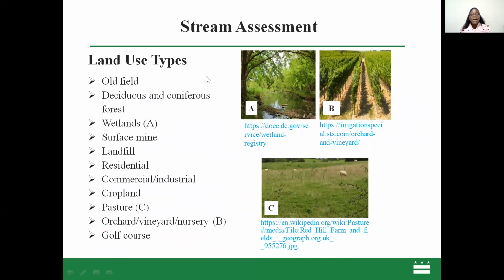We also take note of the land use types. What kind of land use types do we have close to our streams? Do we see old field? Do we see wetlands? Do we see surface mine? Do we see a lot of residential areas close to the stream? Do we see commercial or industries? Do we see croplands, golf course? So here I have just 3 pictures. The first picture, A, is a picture of a wetland. B is a picture of the orchard vineyard, and C is a picture of what a pasture looks like.